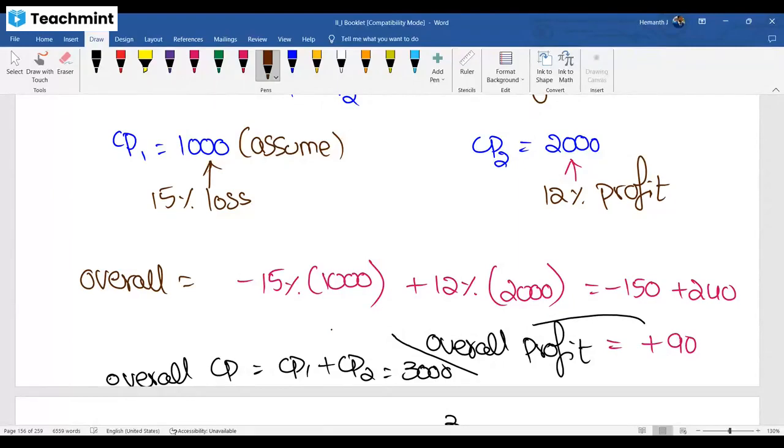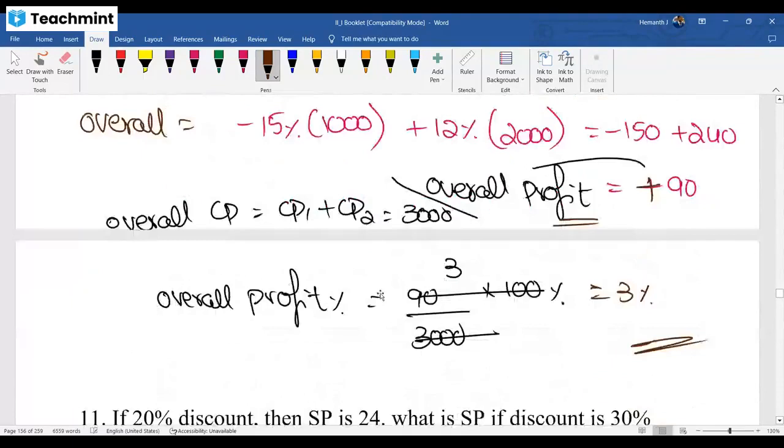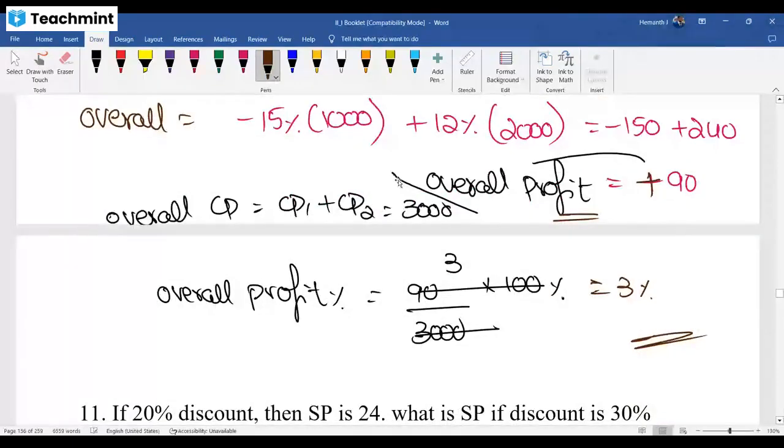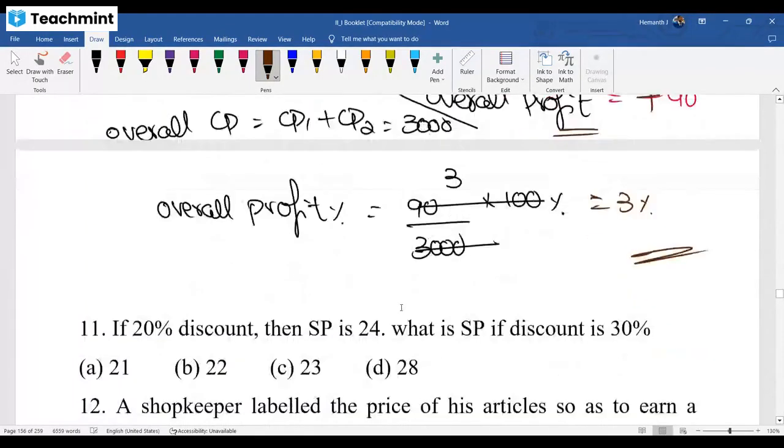You question yourself: why minus here? Why plus here? Why do we finally decide it is profit? Because of the plus symbol here. If you got minus 90, then we'll say it's a loss. Because in the question you need to decide whether it is profit or loss. Right? So fine, you got 90, CP is there. So overall profit percentage is profit with respect to CP into 100. 3% profit.